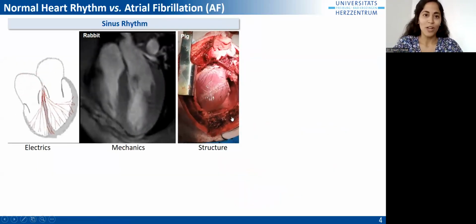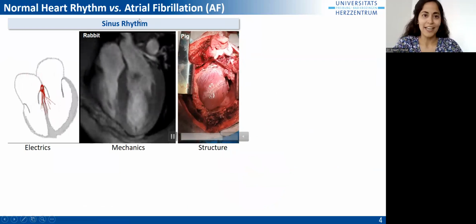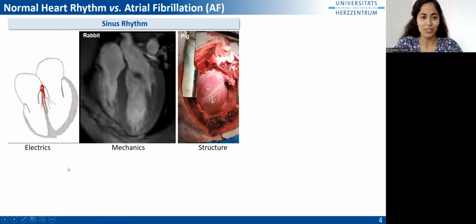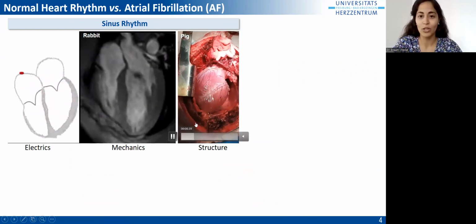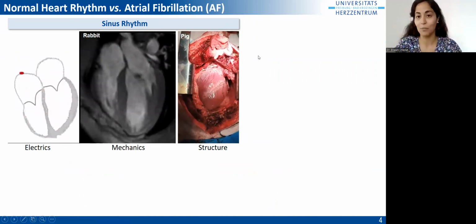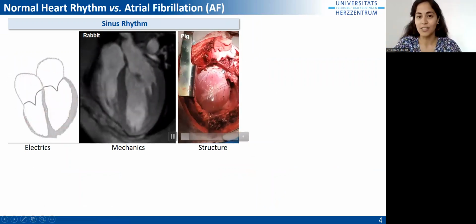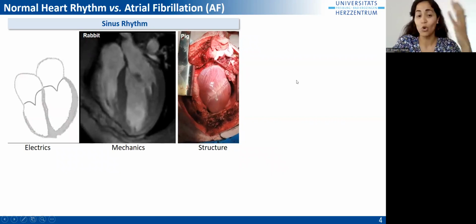Okay, so what should the heart normally look like? During sinus rhythm, under normal conditions, this is what you would expect from the heart. From this cartoon, you would expect normal electrical activation driven by these pacemaker cells. When looking at mechanics, this is an MRI showing normal mechanical deformation of this four-chambered organ. And when looking at the open chest of a pig, you see the atria at the top, the ventricles, and how it should normally beat.